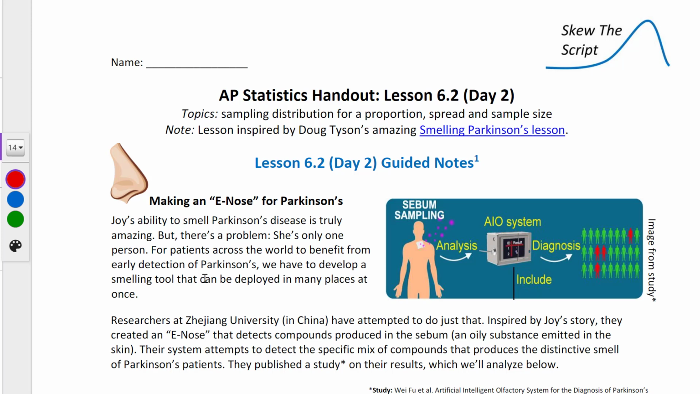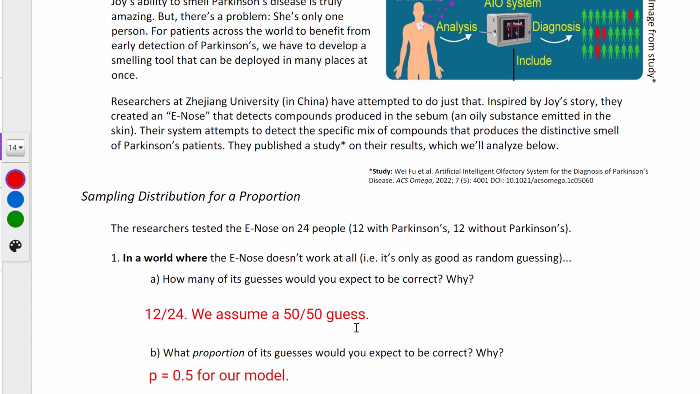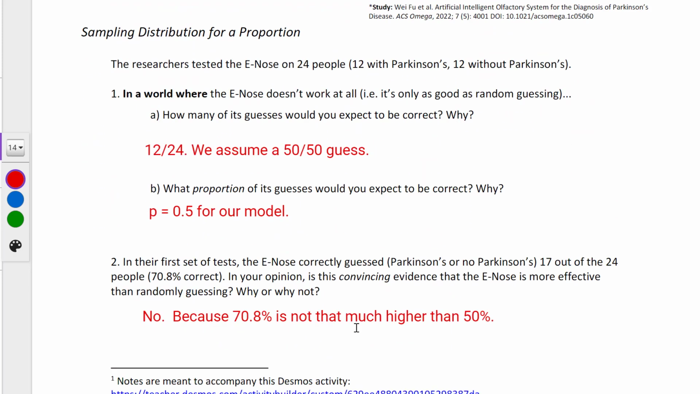So it made way more sense to create an analytical system that could check the sebum, analyze it, and then diagnose if the person had Parkinson's or not. So that's their E-Nose, and they published a study on their results, which is what we're analyzing. First of all, when we do these, we're creating a world, all right? And that's probably part of the hard part of this unit, that we are creating models. So first, I'll show the answers, but we'll discuss.